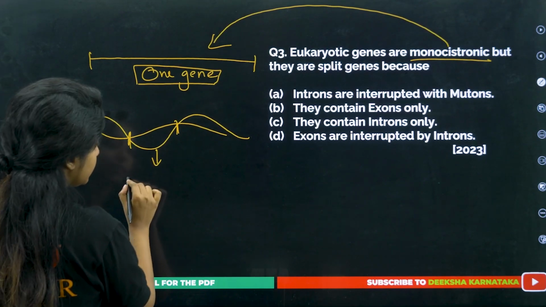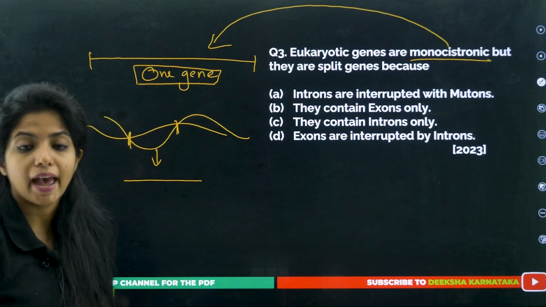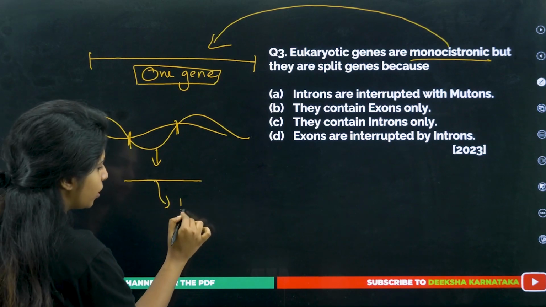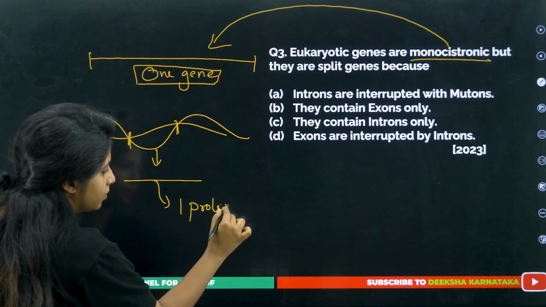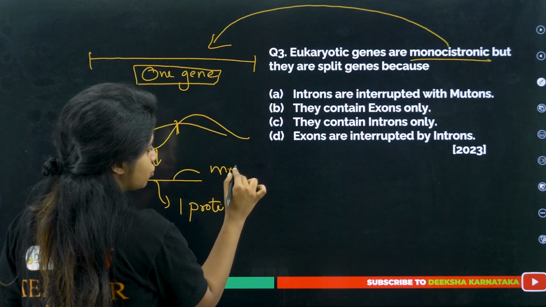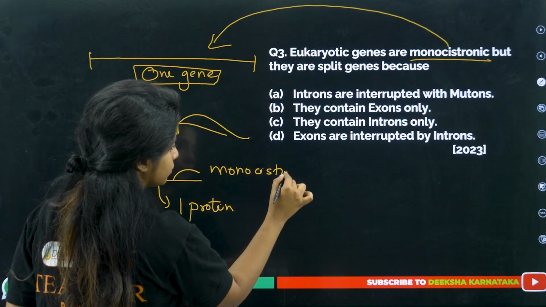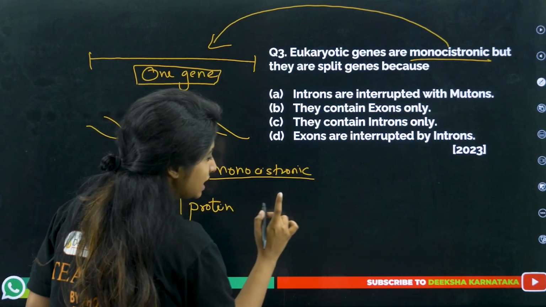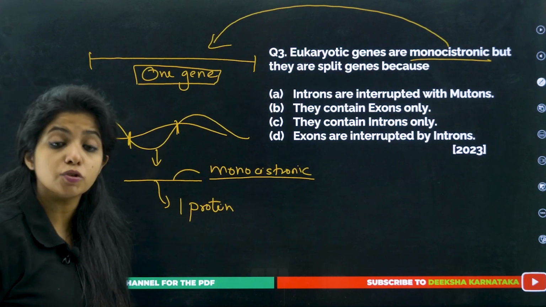So there will be only one gene that I have over here, and this gene will be coding for one particular protein. That is what you mean by monocistronic. Now, is there something opposite to it, ma'am? Yes, there is something that is known as polycistronic.